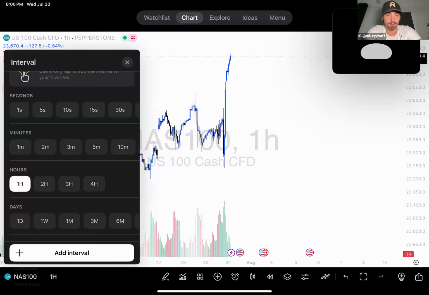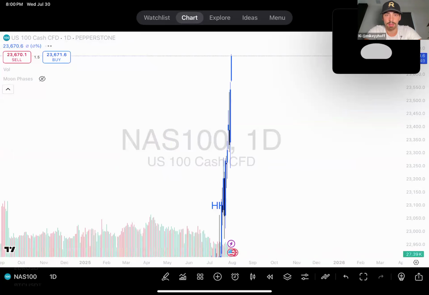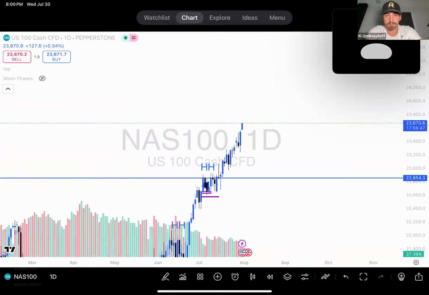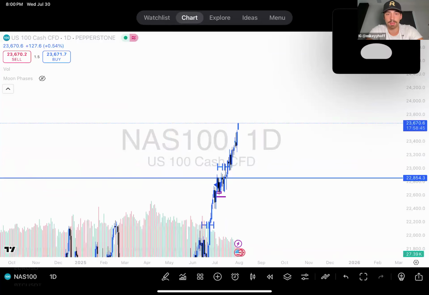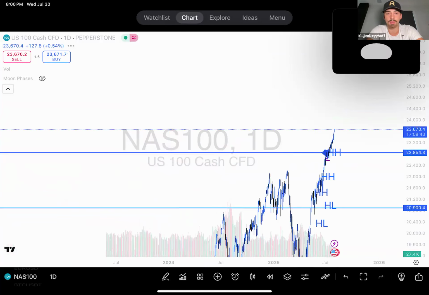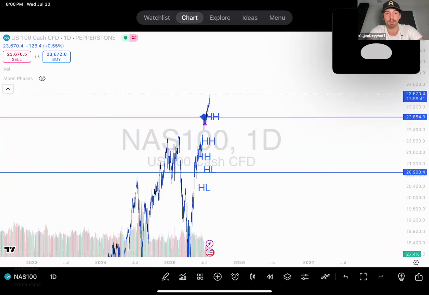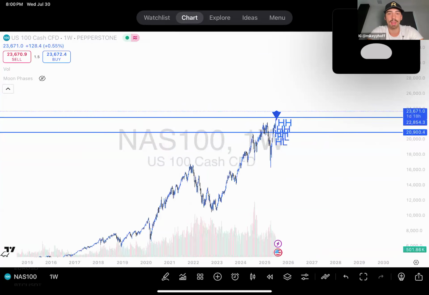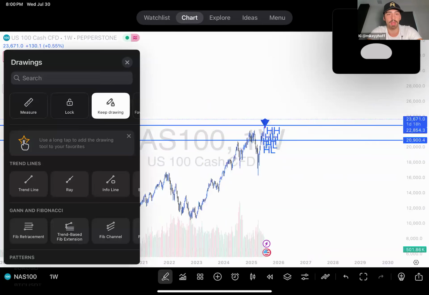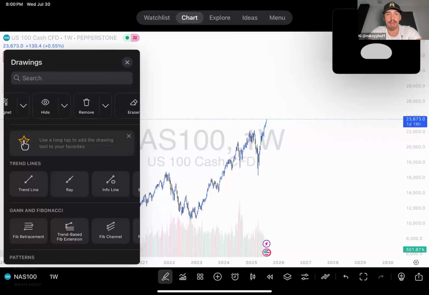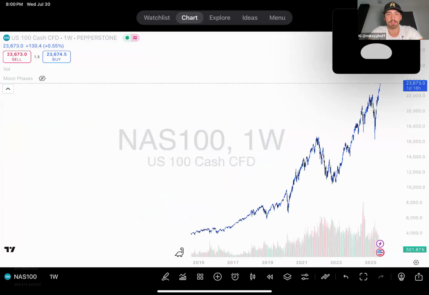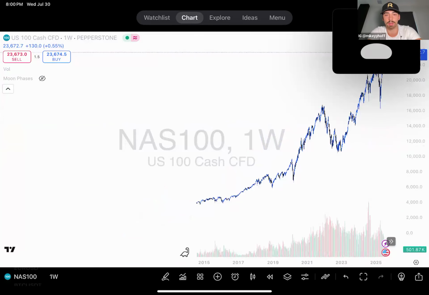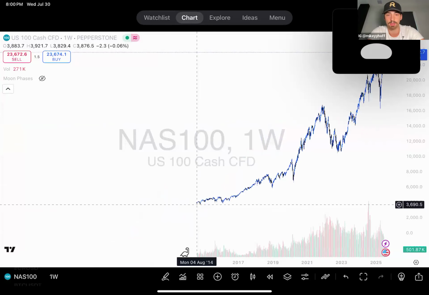Now we go to the daily time frame chart again, right? In this case, NAS is in a little bit of an interesting scenario. If we zoom out to the weekly time frame, we can see that NAS actually hasn't been at this level ever in history. We can go back for weeks, back here in 2015, when it was at like $4,000.